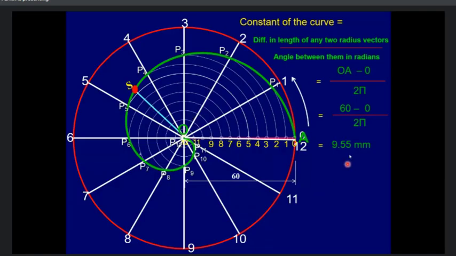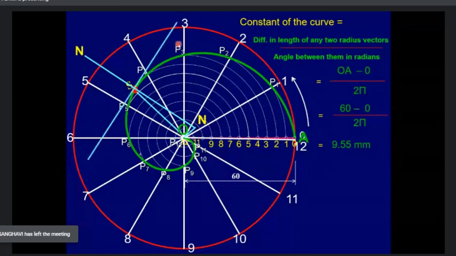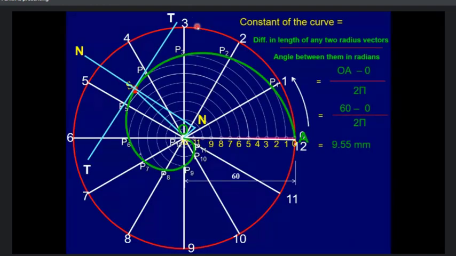Of how much dimension? This dimension, 9.55 mm. So let us make a line here. This line, as you can see, this ON line is 9.55 mm and perpendicular. That is the constant of the curve and perpendicular to OS. Now connect this N with S, that is the normal of the curve. Perpendicular to it, you will get the tangent. Any questions, queries in normal and tangent?